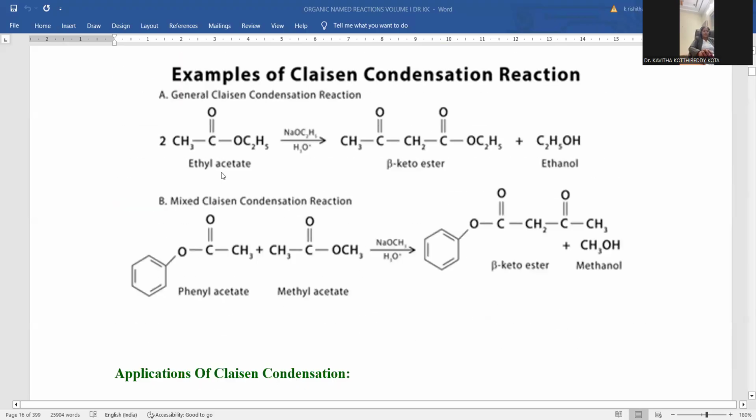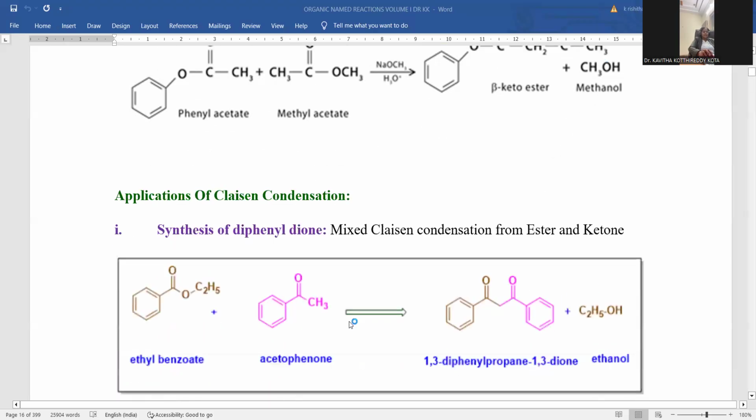So many examples are provided. If you go with ethyl acetate, there is a formation of ethyl acetoacetate in addition to the ethanol byproduct. If you choose one ester as phenyl acetate and another ester as methyl acetate, both are asymmetrical in nature, not similar exactly as the earlier one. Since the reactants are different, the product will again be an aromatic ester compound. You can clearly observe, again, it is a beta keto ester. Methanol is the byproduct, as you can notice.